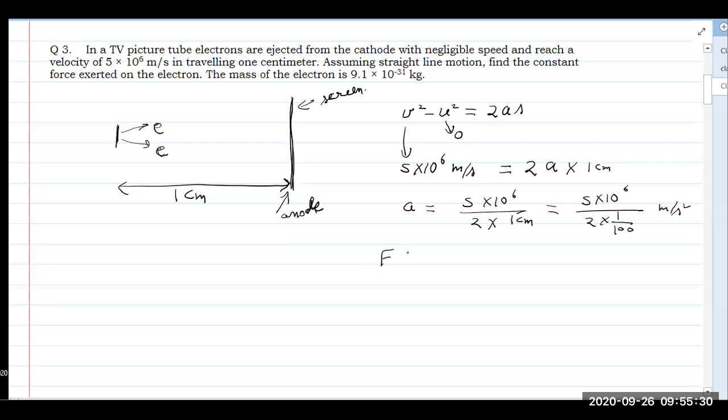Now force will be ma. So m is mass of electron, that is given, 9.1 into 10 to the power minus 31. So we can write 9.1 into 10 to the power minus 31, and a is (5 into 10 to the power 6) square divided by 2 into 1 by 100. So this thing you have to solve, and whatever you get, that will be the answer.